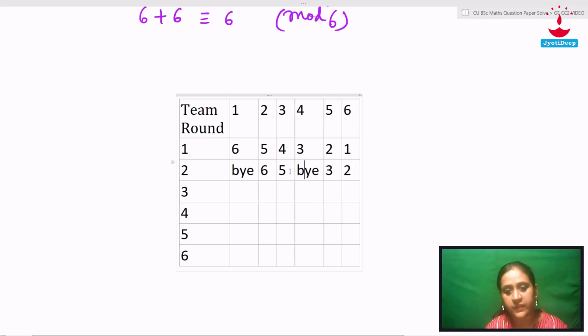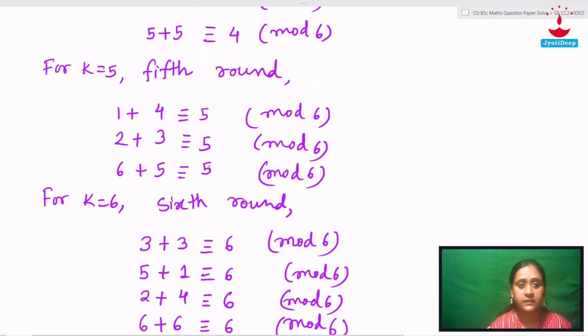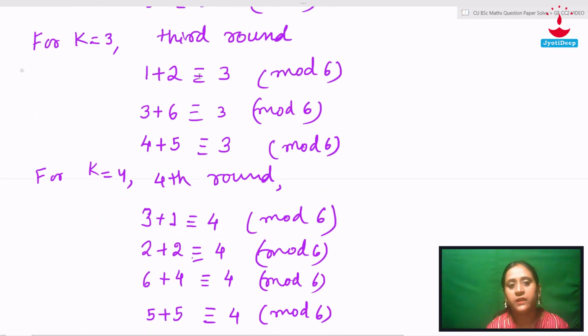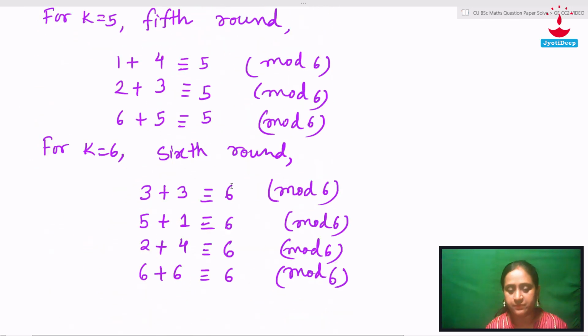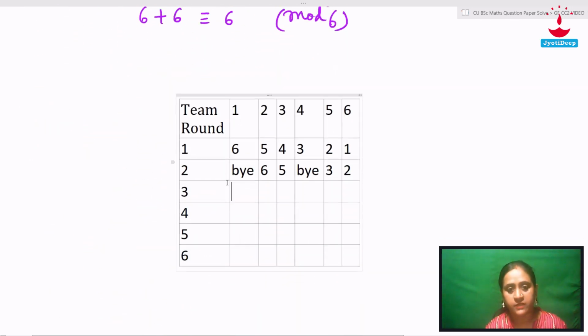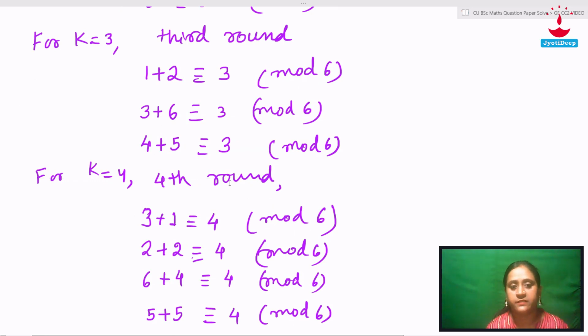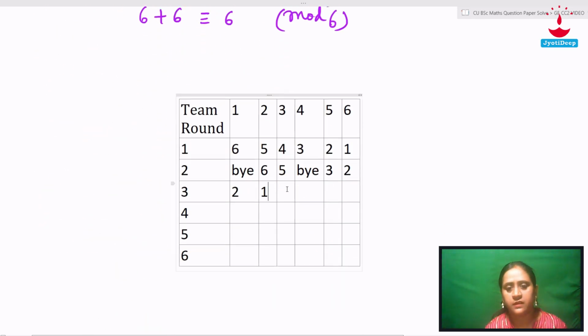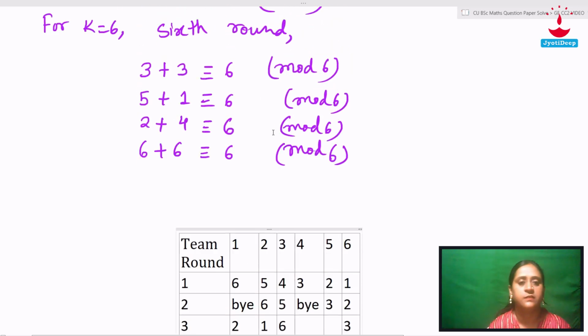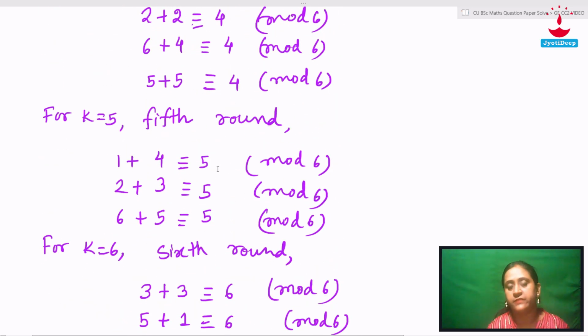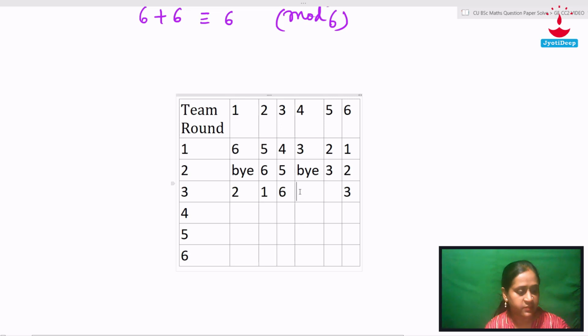For the third round, first team is playing with second team, so second team will play with first team. Third and 6. Third is playing with 6 and sixth will play with third. Now 4 and 5. So fourth team is playing with fifth team, and fifth team is playing with fourth team. This way we will complete the schedule.